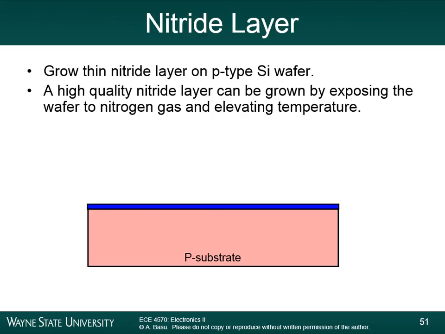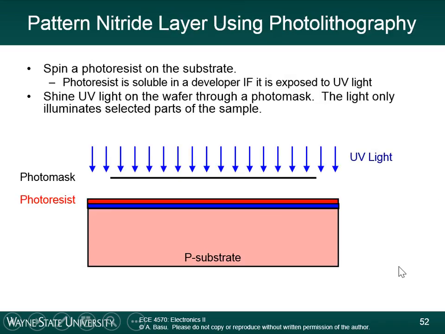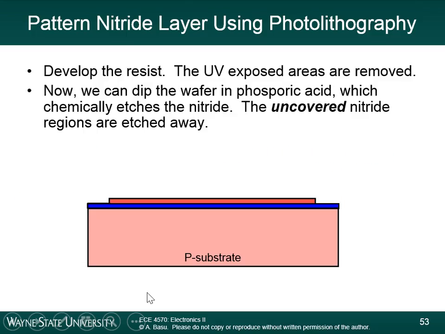So the first step in growing a transistor is to grow a nitride layer. A high-quality nitride layer can be grown by exposing the wafer to nitrogen gas and elevating the temperature. This is done in a CVD furnace. You put down photoresist and you expose that photoresist, and you open up certain areas of the photoresist out here. So this photoresist photolithography step is used to remove the nitride layer in the outer regions.